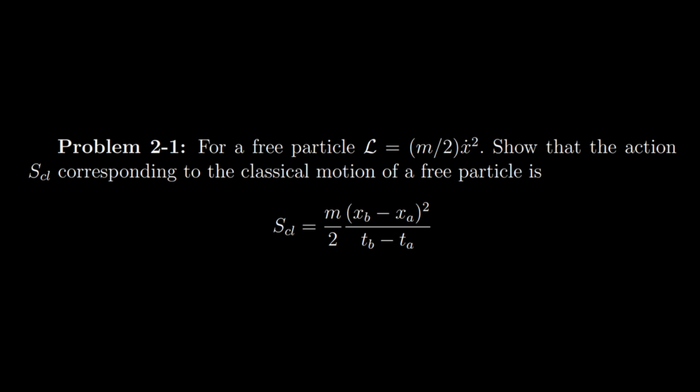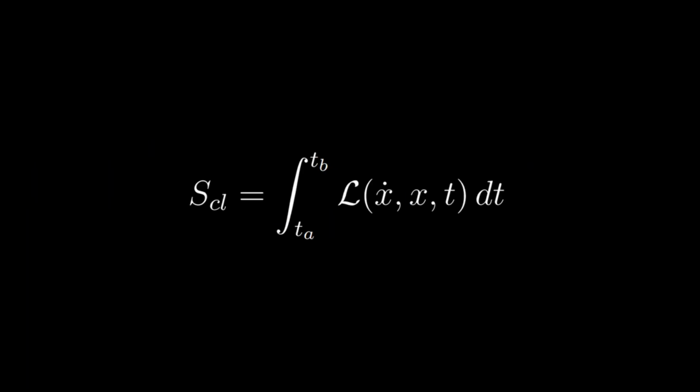In Chapter 2, titled The Quantum Mechanical Law of Motion, we'll begin with problem 2.1 on page 27, which asks, for the free particle with the Lagrangian m over 2 times x dot squared, show that the action S sub Cl corresponding to the classical motion of a free particle is this expression here.